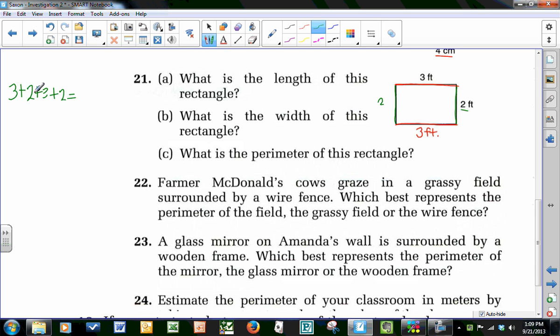So that's one way. 3 plus 2 plus 3 plus 2. And that's 5 and 5, that's 10 feet. Or you could say, well, 3 plus 2, that's 5, and then I could multiply that by 2 since there's 2 more sides, and that's also 10 feet.